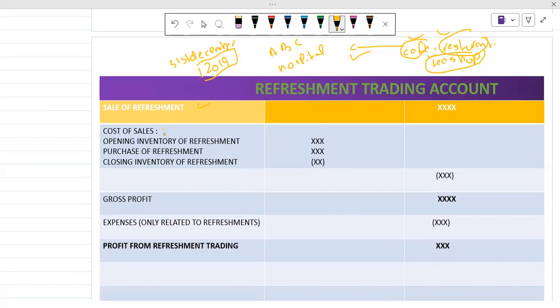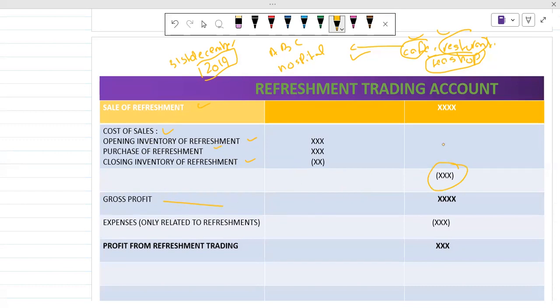And after that, you have cost of sales. Of course, we know the formula of cost of sales: opening inventory of refreshment, purchase of refreshment, and your closing inventory. The closing inventory is deducted from the opening inventory plus purchase of refreshment. So this is our cost of sales.